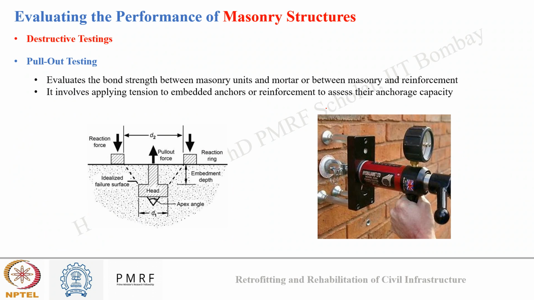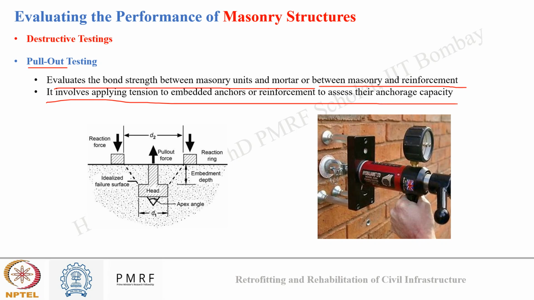Okay. And second, we have pull-out testing, which can be used to evaluate the bond strength between the masonry unit and the mortar, or between masonry and the reinforcement. And this involves applying tension to the embedded anchor or reinforcement to assess the anchor capacity. So this we saw in the previous live session also.